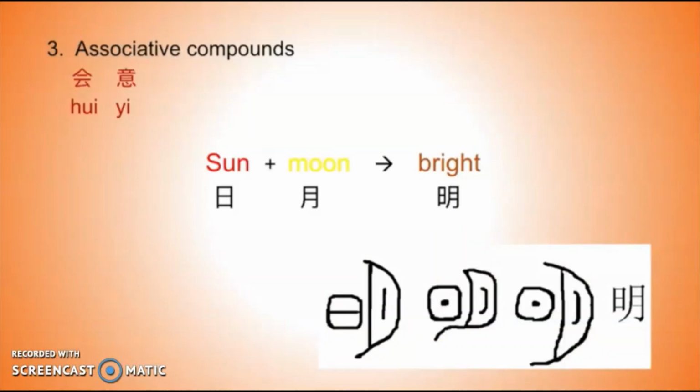Number 3 is associative compounds, or in Mandarin Hui Yi. As you can see, again, this is the sun, this is the moon. Together, it's combining 2 different characters, sun and moon, which literally depicts bright. When you combine sun and moon, transparently, it would become bright. So the character would be the combination of sun and moon. And there are a lot more associative compounds in Chinese characters. So that is just an example.